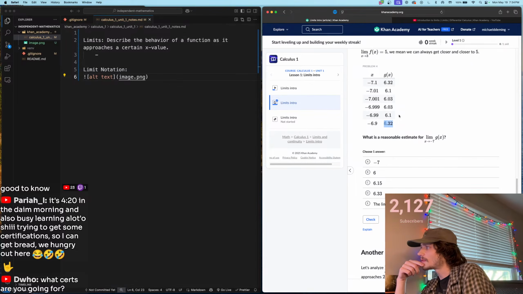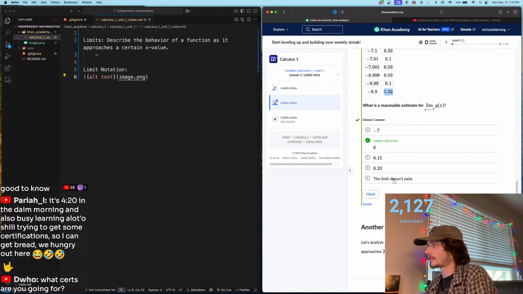This is a trickier one. What is a reasonable limit for g of x as x approaches -7? Well, obviously it never touches 6, but then it kind of curves back up. So we'll try it. Okay.